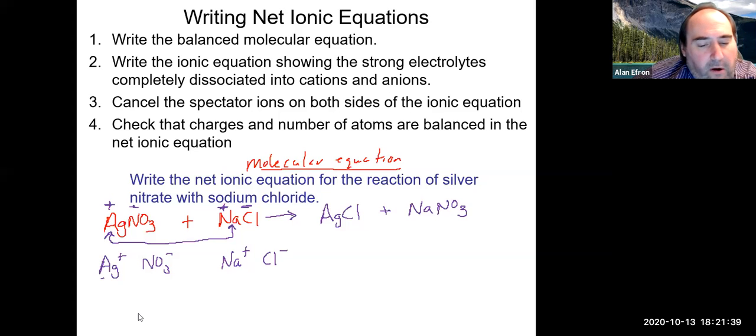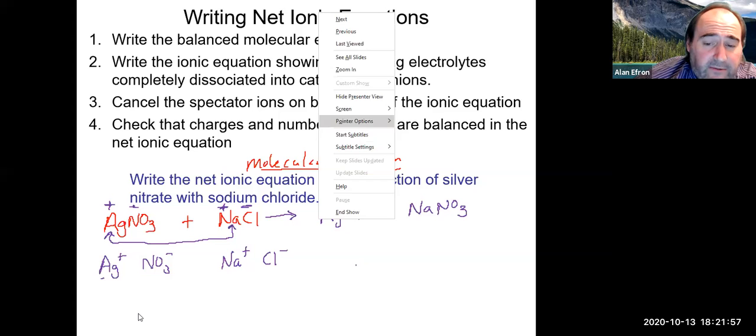Once you have all the correct formulas down, then you could balance it. And in this case, you'll be okay because I think it's all 1-to-1 here. So we have one silver on both sides, one chloride on both sides, one sodium on both sides, and one nitrate on both sides. So it actually is balanced here.